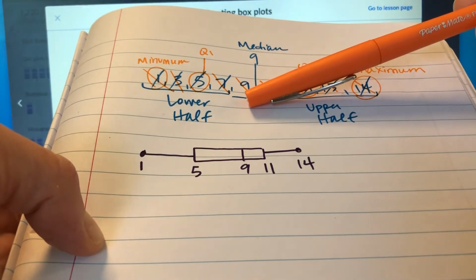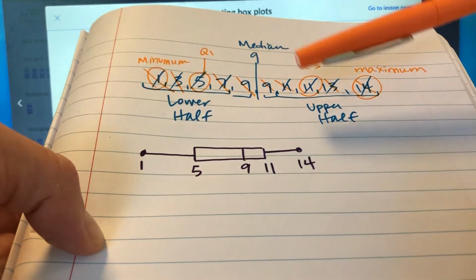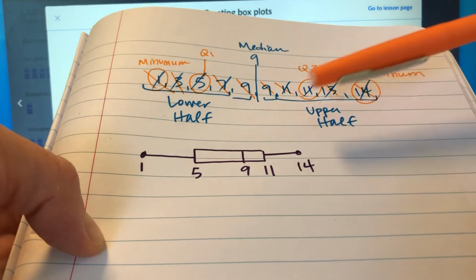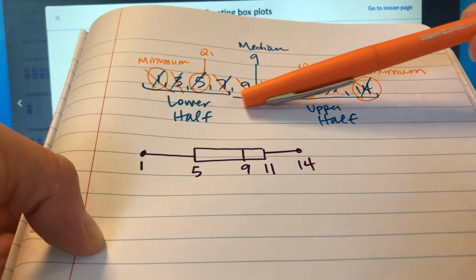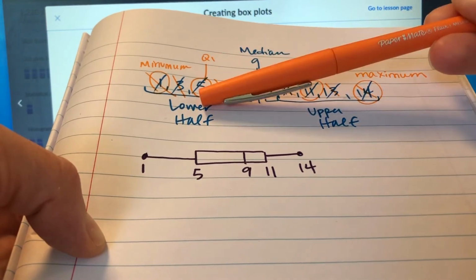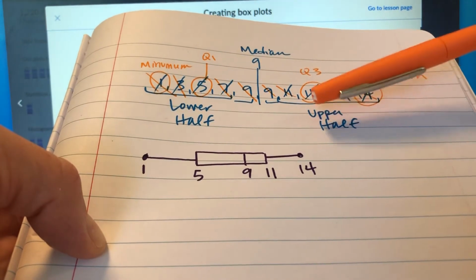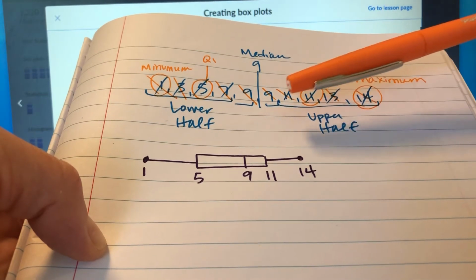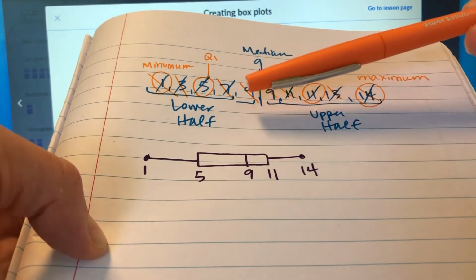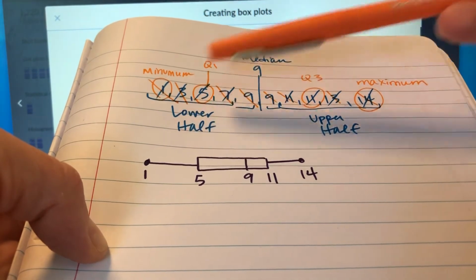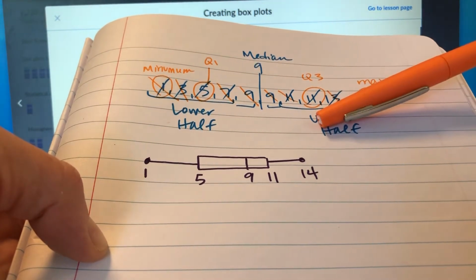That means that this 9 now goes back into your lower half, and this one goes up into your upper half, okay? So that gives you an odd number on the left again for your lower half. So you cross out, you get a 5 as your lower quartile. In the upper half, you cross out, you get an 11 as your upper quartile. If you did not include that 9 and this 9, it would have thrown it off, and it would have given you a 4 as your lower quartile, and up here a 12 as your upper quartile.